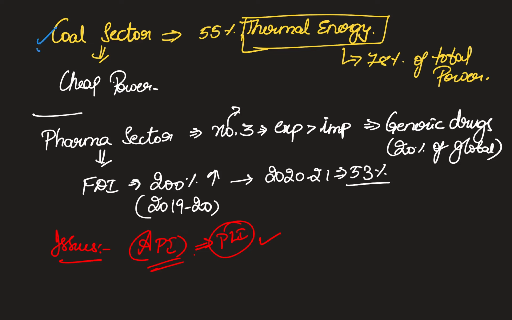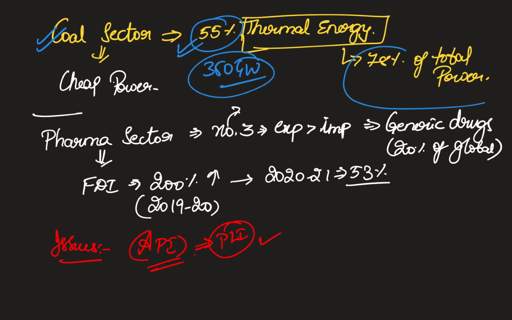The next sector that we have to talk about is the coal sector. You know that India's power demand is roughly around 350 gigawatt today. The power demand is only going to increase further. Now, out of this demand of 350 gigawatts, nearly 55% is met through thermal energy only. And within this 55%, 78% of the total power is met through the coal sector. One reason why the coal sector is preferred is because it is a cheap source of power.